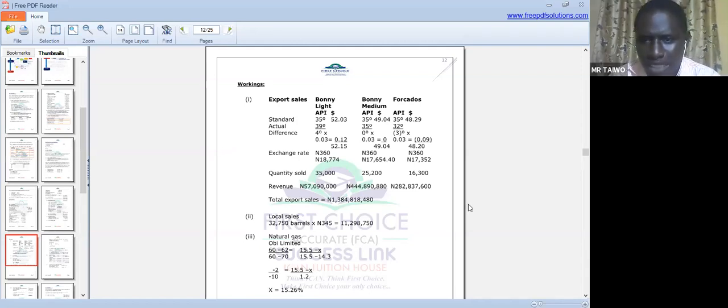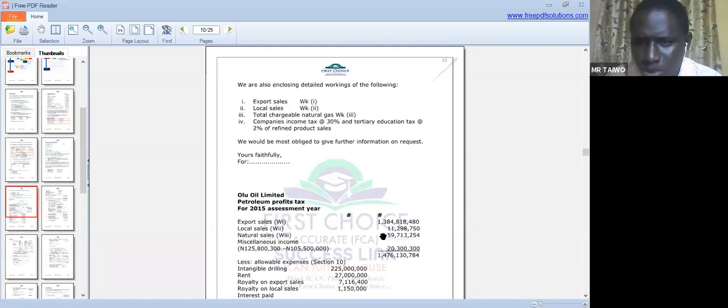If you look at it, you added the 11,298,750. Now, if that's the case, you go to the natural sales, which is in working 3. Working 3 is the natural sales. The working is a bit different now because you'll be looking at load factor and G factor. Let's look at the workings.